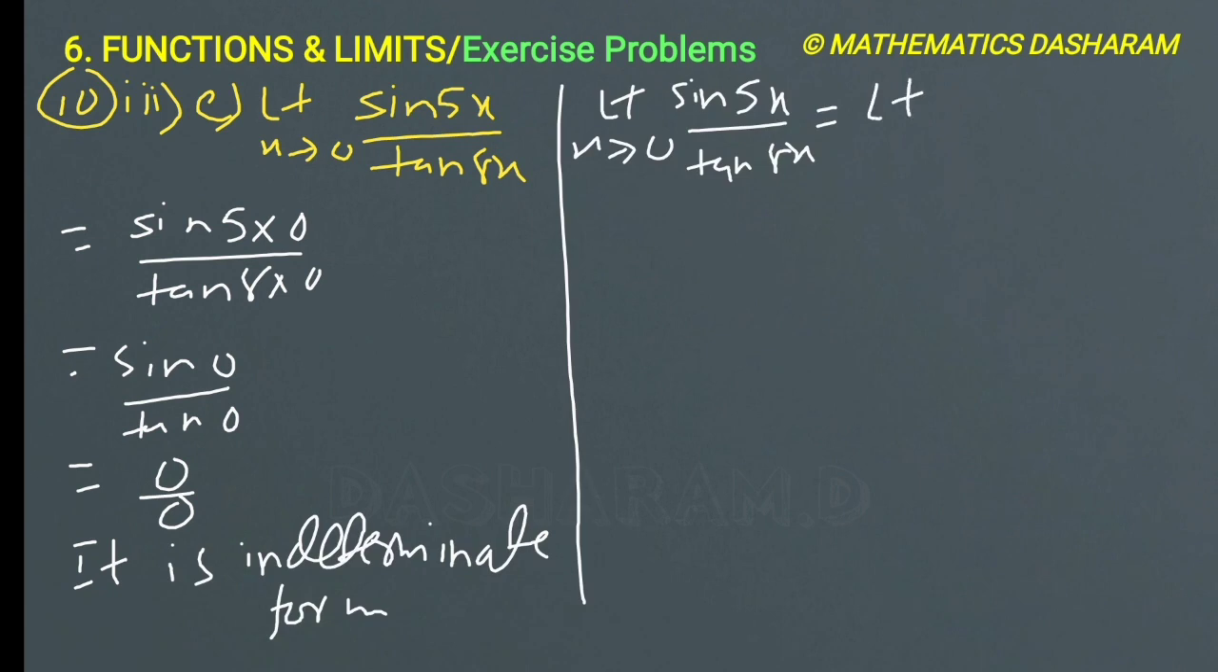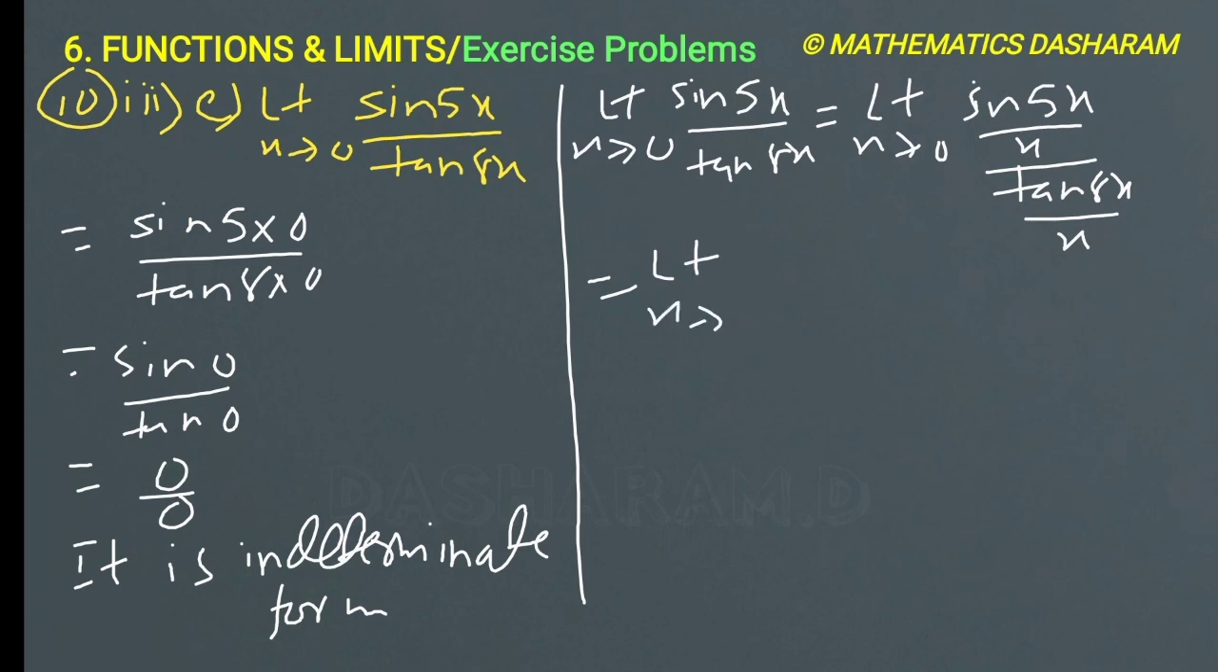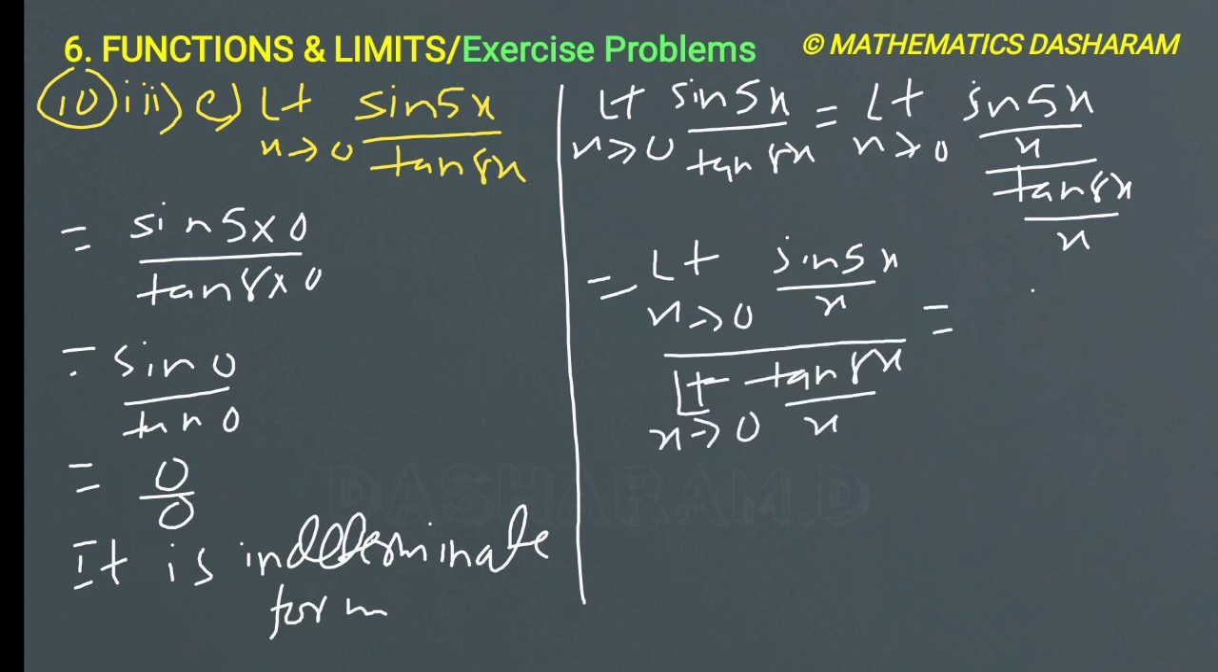So now numerator and denominator both divide with x, sin 5x divided by x, tan 8x divided by x. Next apply the limit for numerator fraction and denominator fraction separately. Then it is equal to numerator answer 5 and denominator answer is 8. So 5 by 8 is the required answer.